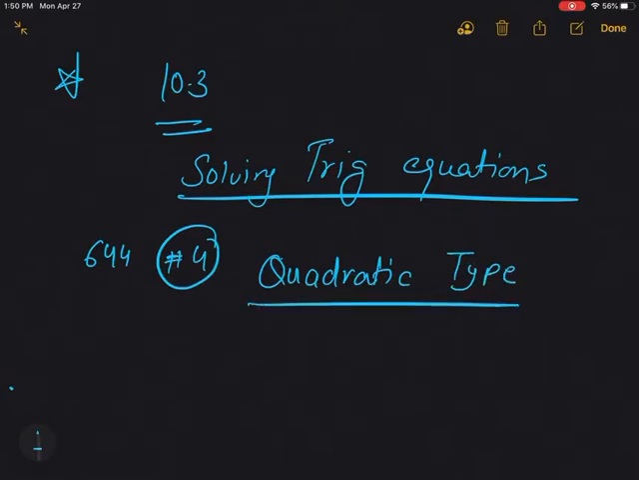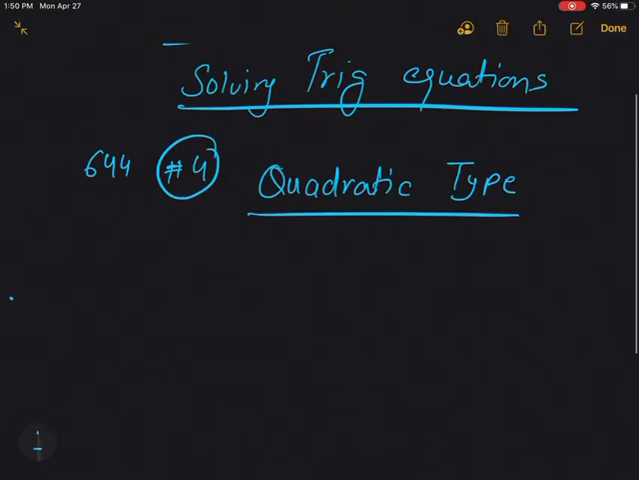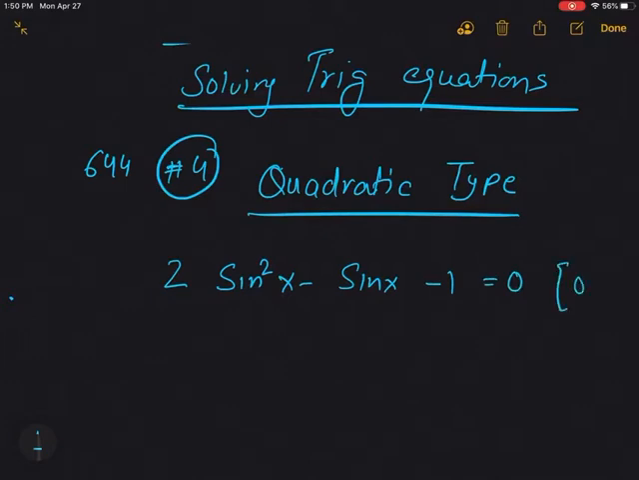Every time there's a quadratic equation, I hope you remember we always factor that out. We can do X factoring, quadratic formula, greatest common factor. Whichever way works, we just do that. So example number 4, I have 2 sine square x plus sine x minus 1 equal to 0, and the interval is 0 to 2 pi, which is 0 all the way to less than 360.